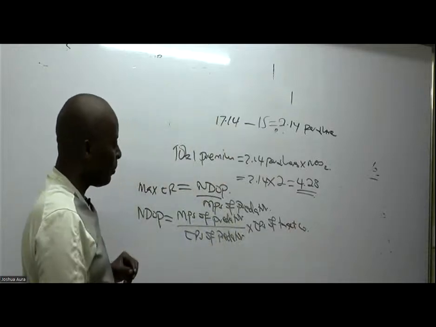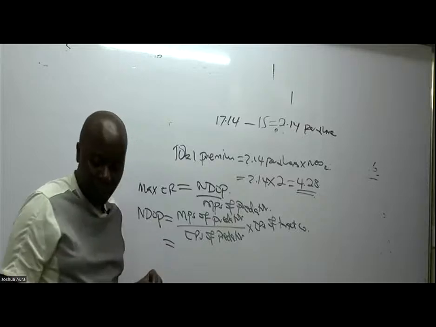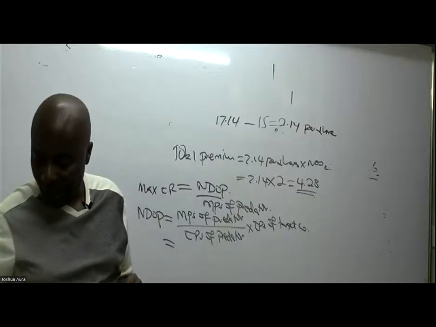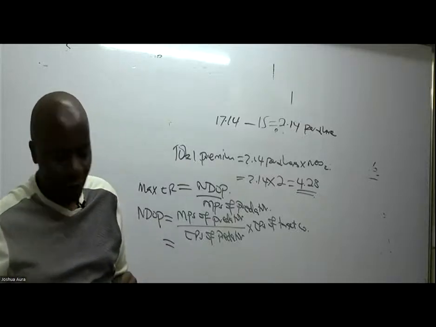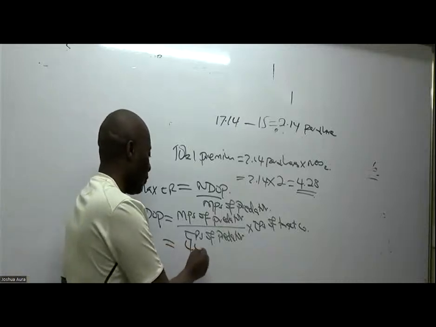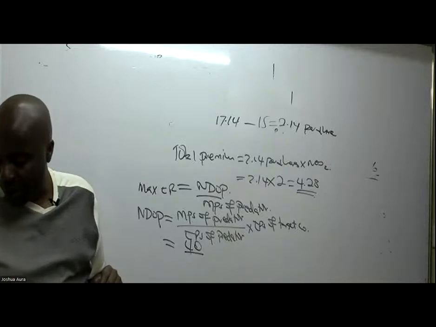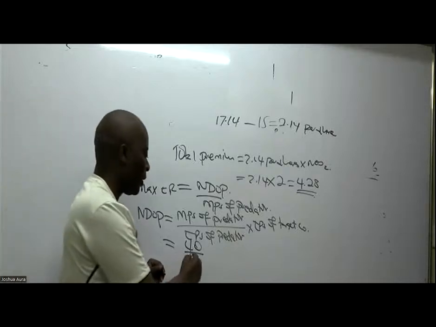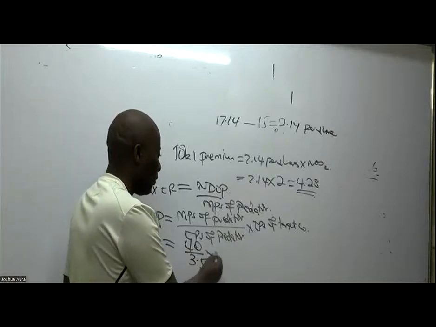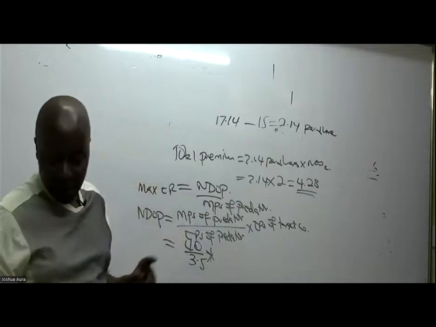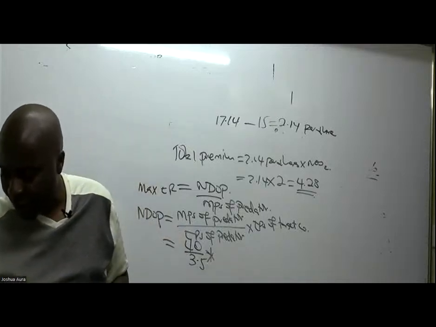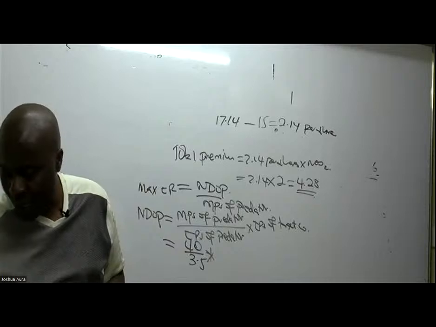So MPS of the predator has been given already, this is 40. So we have here 40 divided by EPS of the predator. EPS of the predator is 3.5, times EPS of the targeted company. EPS of the targeted company here is 1.5.